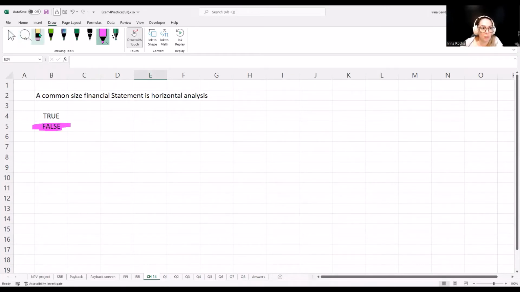The answer is false. Why? We just say when it's common size, it's vertical. Why vertical? Just think about it. You're comparing everything to sales. You have net operating income, you have cost of goods sold, and you are dividing that by a number in the same vertical column. So let's say sales, so you're dividing A over B, and then C over B. You're comparing it vertically, and that is the common size one.